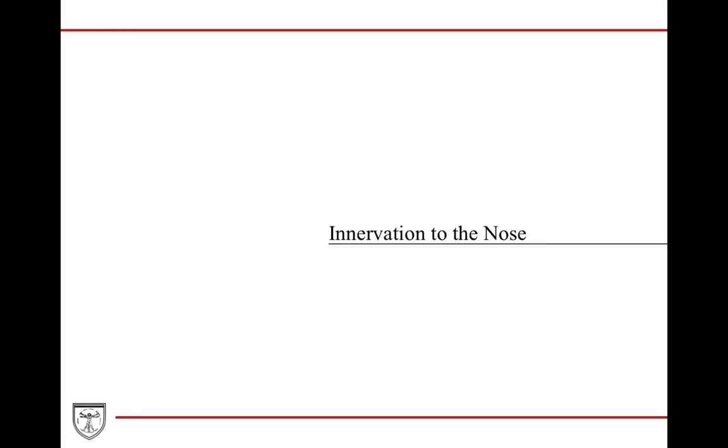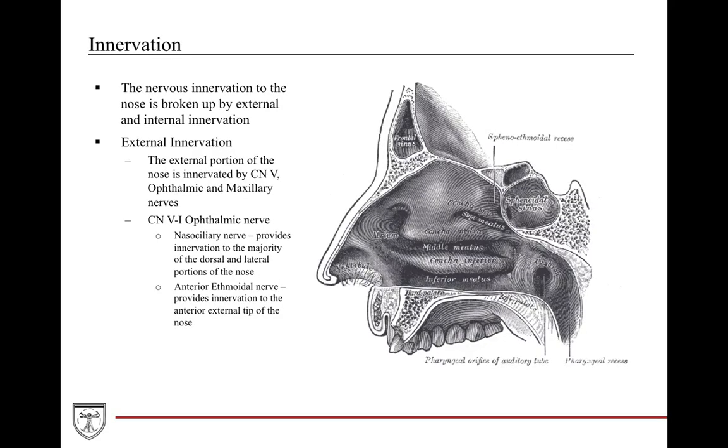So now we're going to talk about the innervation to the nose. The innervation to the nose is broken up into external and internal innervation, just like the vascularity is broken up into external versus internal, and just like the structural components of the nose are broken up into external and internal. The external innervation to the nose is provided by cranial nerve 5, the ophthalmic and maxillary nerves. The ophthalmic nerve gives off the nasociliary, which provides innervation to the majority of the dorsum and the lateral portions of the nose, as well as the anterior ethmoidal nerve, which also provides innervation to the anterior external tip of the nose as it runs down the dorsum, pretty much in this manner.